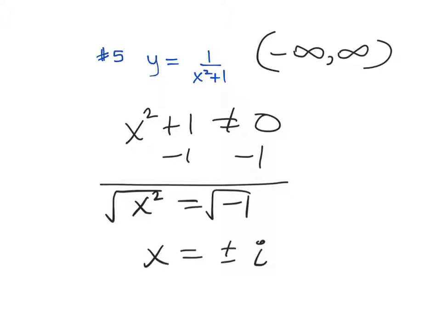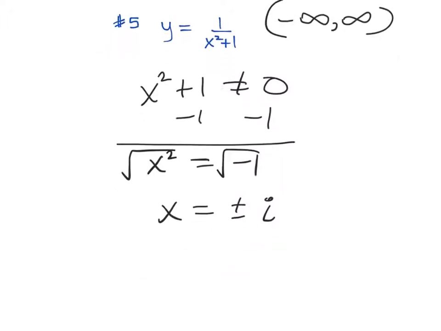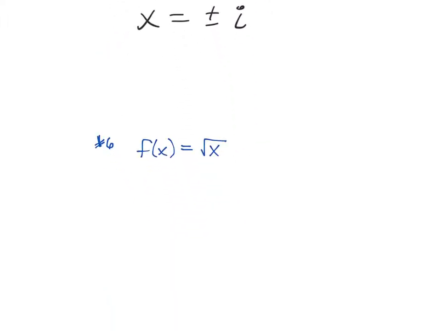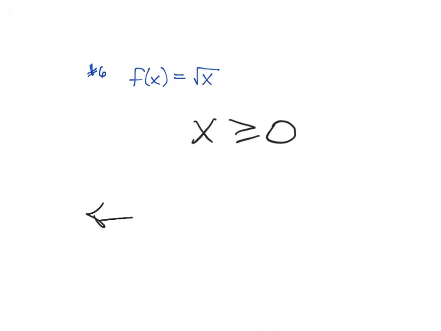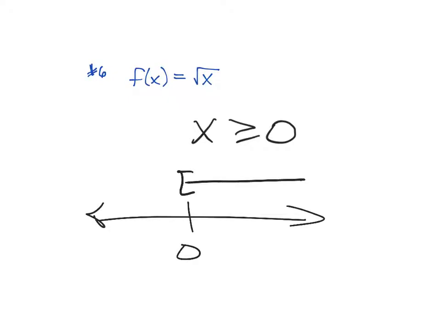Next one is a radical. For radicals, we don't want negative numbers. So when we have a square root, we take what's underneath it and make it greater than or equal to 0, because I don't want a negative number. And again, in interval notation, this would look like a bracket pointing this way. So from 0 with a bracket to infinity.